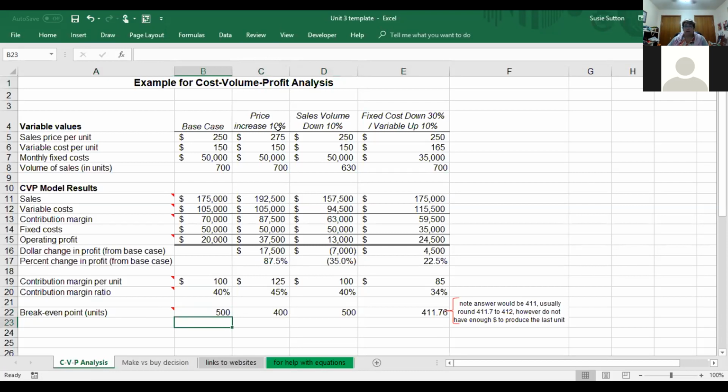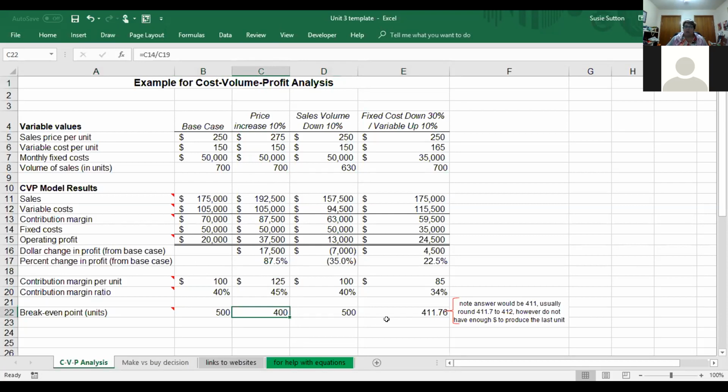Now, they just gave us some other scenarios. If we increase the price by 10%, so now it's $275, and we leave the variable cost the same, fixed cost the same, number of units, then what would our break-even point be? And in this case, it went down to 400 because our sales price went up, but our costs remained the same. You can see our contribution margin went up to 87,500, which means our contribution margin per unit went up to 125.